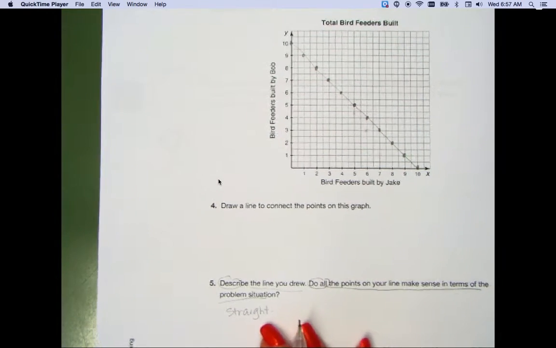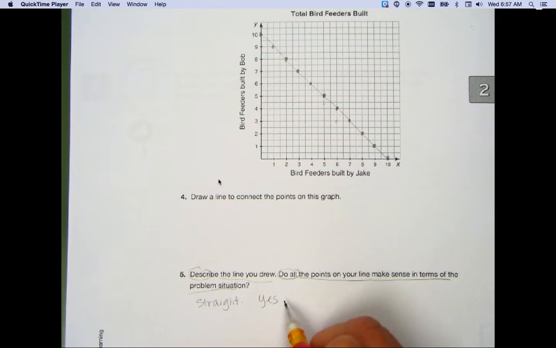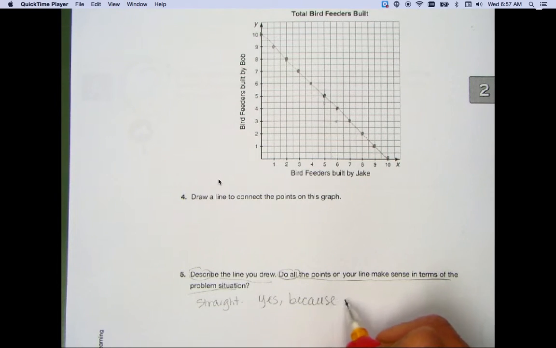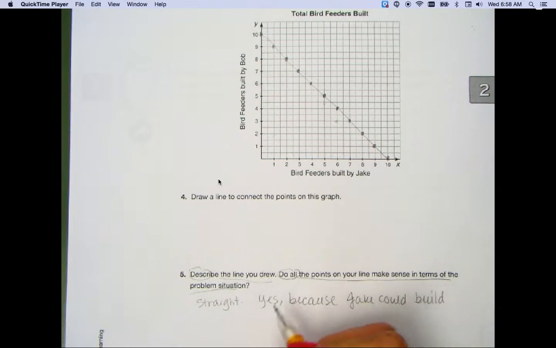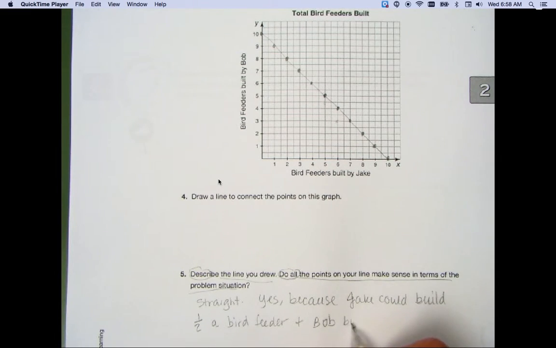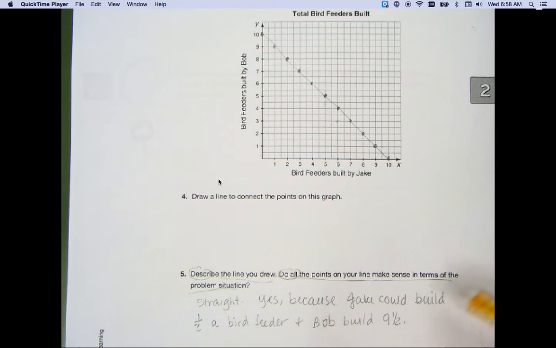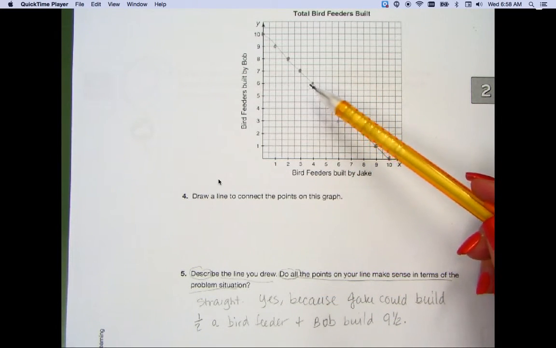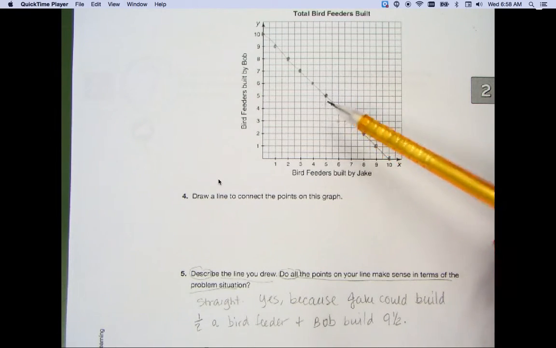And do all the points make sense? I'm going to say, yes, they do. And here's my reason. They're building bird feeders. So Jake could build just say half a bird feeder. And then Bob would build 9.5. So Bob could finish the one that I started, and then he could build 9 more to still have 10.